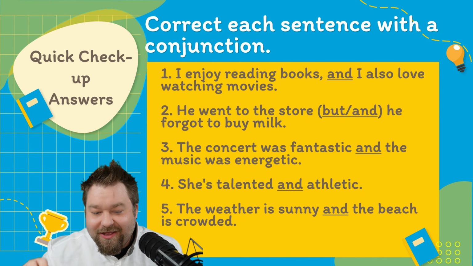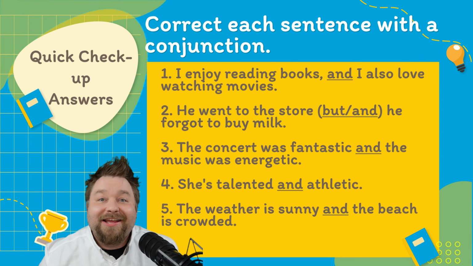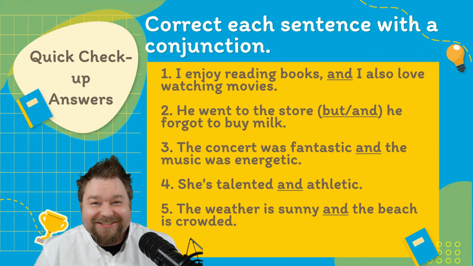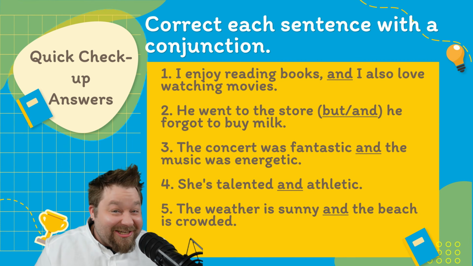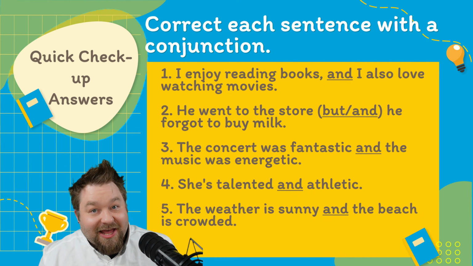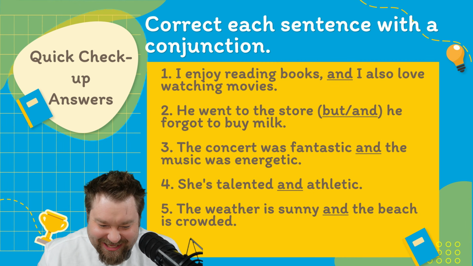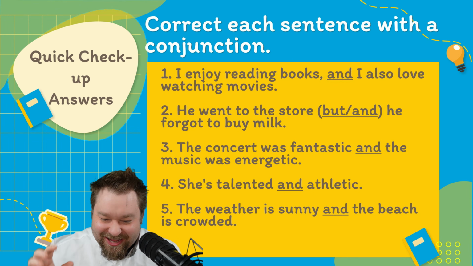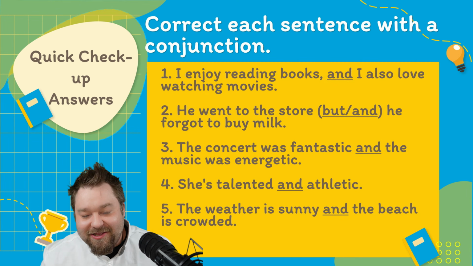Yeah. 4, she's talented and athletic. Struggled with that a little bit, but we're okay. And number 5, the weather is sunny and the beach is crowded. Yeah. You could also use a different conjunction, but not now. Maybe in another lesson. Okay.